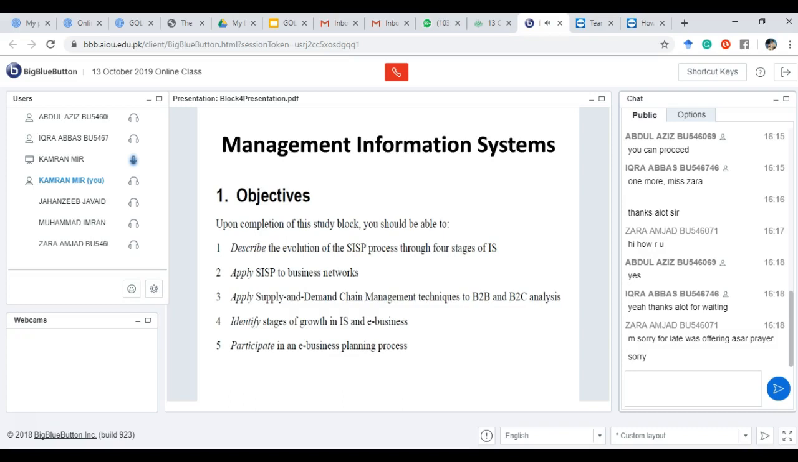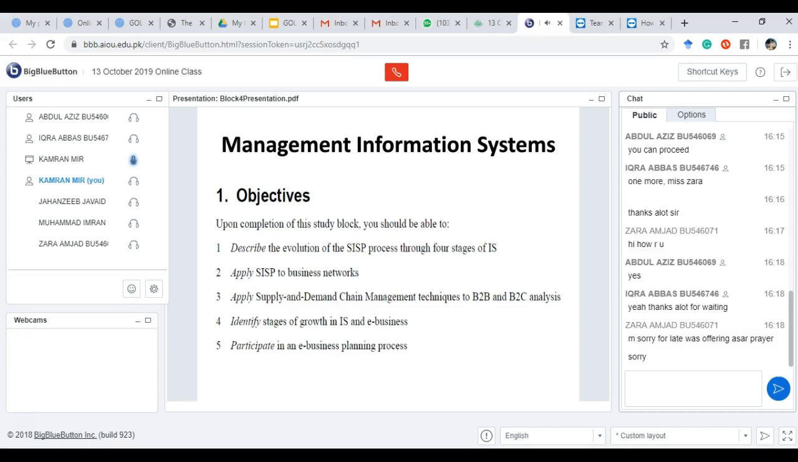Before continuing further, I think it's always good to go through the summary of what exactly we are going to be studying in this subject. The whole objective is to understand the following things, as you can see on the screen: describing the evolution of SISP process through 4 stages of IS, and then applying SISP to business networks, and then applying supply and demand chain management techniques to B2B and B2C analysis, which probably you have studied in your previous blocks. Identify stages of growth in IS and e-business, and participate in an e-business.